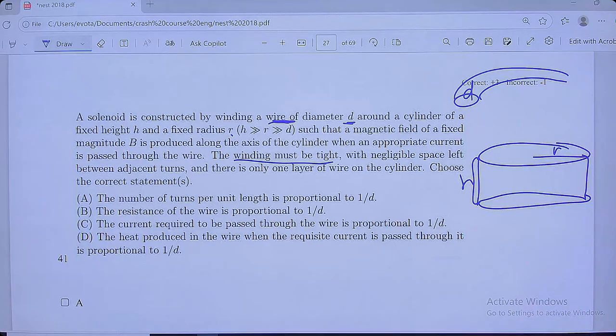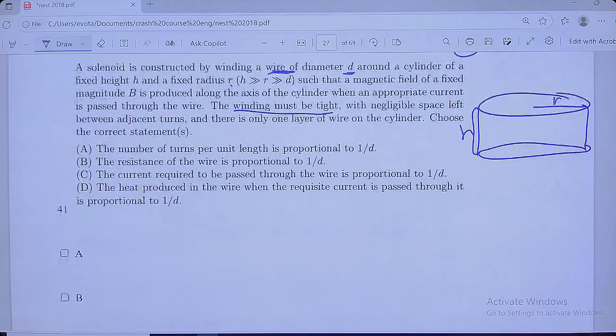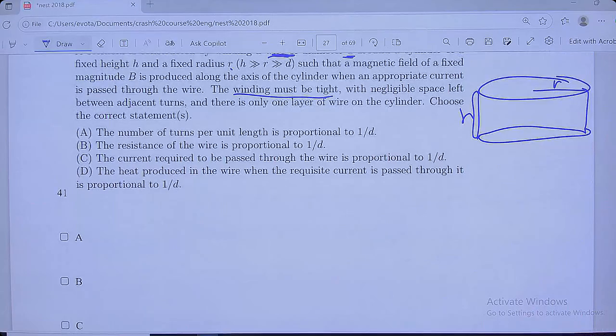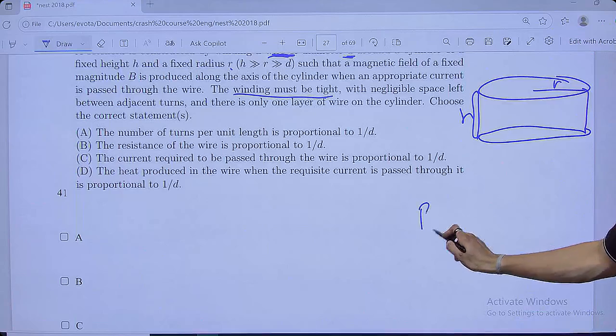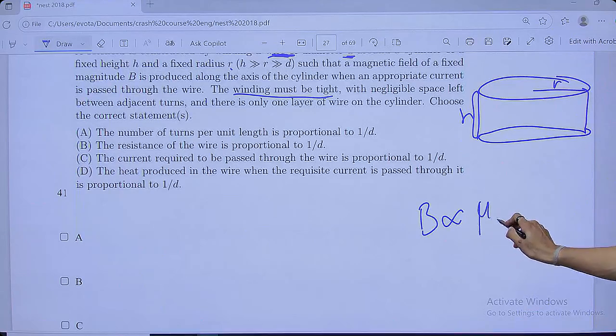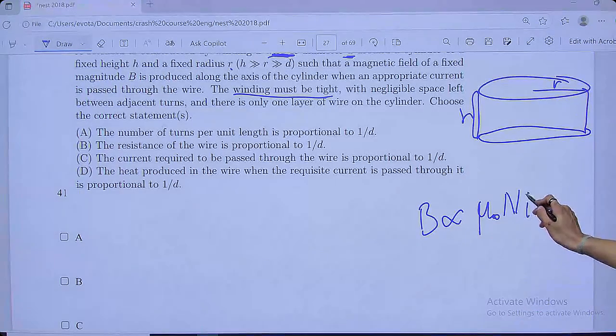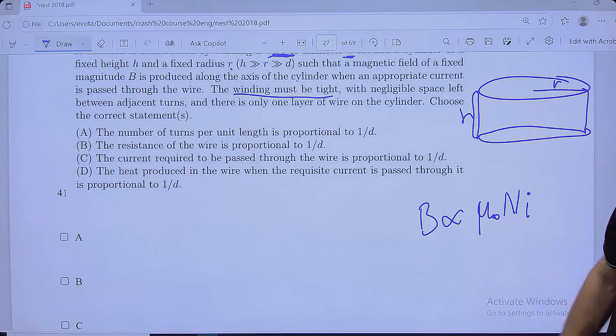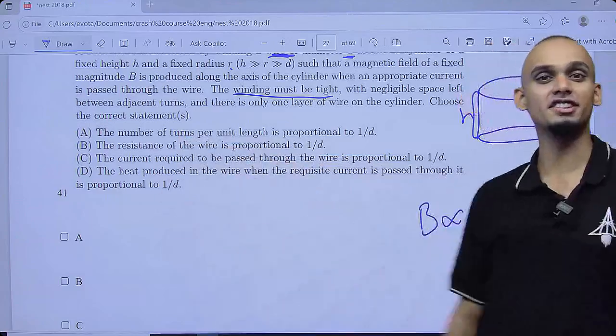Right? The magnetic field will still be the same. The magnetic field expression will not change, but there will now be a sine theta component. The magnetic field will now be proportional to mu naught into number of turns into the current. It will be proportional to mu naught N i, but there will also be some end corrections to this. Anyway, we are not interested in that. We are interested in the number of turns per unit length, which is option A.